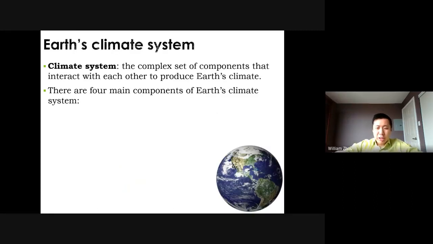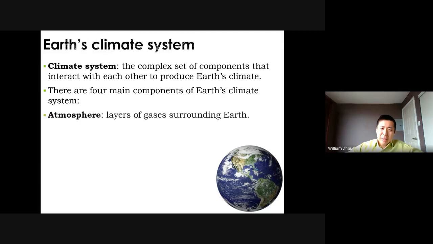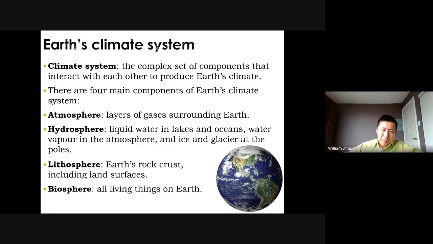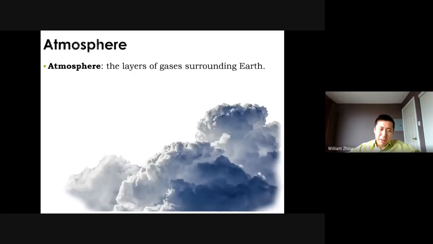All right, so the Earth's climate system encompasses many different little systems. The climate system has 4 separate components. You would have the 4 spheres: the atmosphere, the hydrosphere, the lithosphere, and the biosphere. So we're going to learn every single one of these. Atmosphere is all the gas around the Earth. Hydrosphere is all the water in the lakes, the oceans, the vapor in the air. The lithosphere is all the rocks, the crust, the land. And finally, biosphere, everything that is living on Earth. So they all affect the climate in their own unique ways.